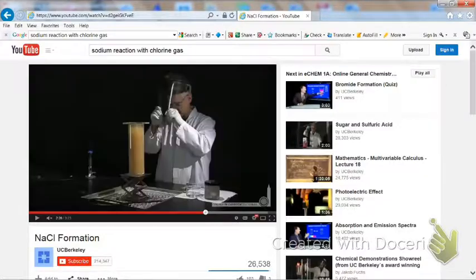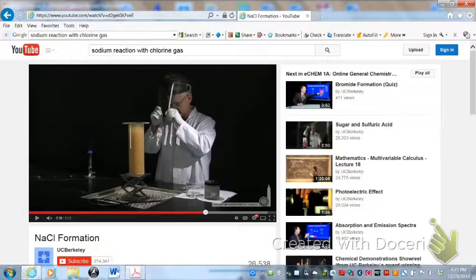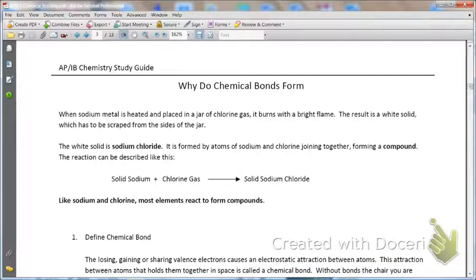Alright, so let's go back to our notes here. So just like sodium and chlorine reacting, most of the elements on the periodic table are going to react to form compounds. So why do they react to form compounds in the first place? Well, this goes into bonding and why chemical bonds form in the first place.